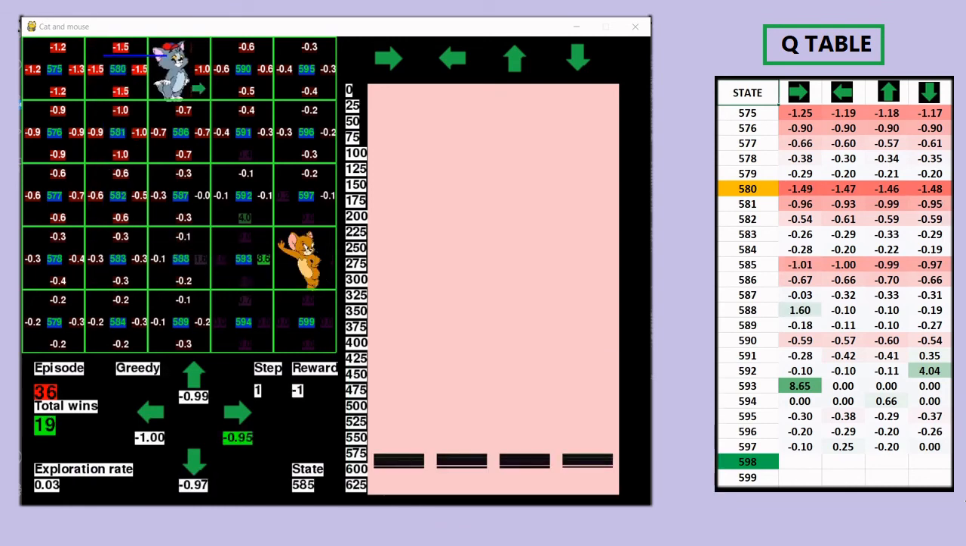Also notice that the agent does not visit all the states equally. It quickly discards those states that do not yield a good reward. In the next video, I would discuss a few more things, mainly the impact of learning rate and discount factor in Q learning.